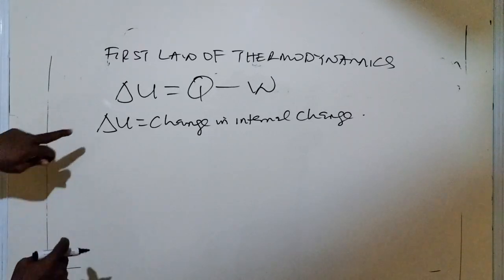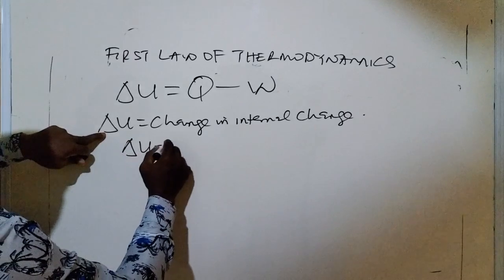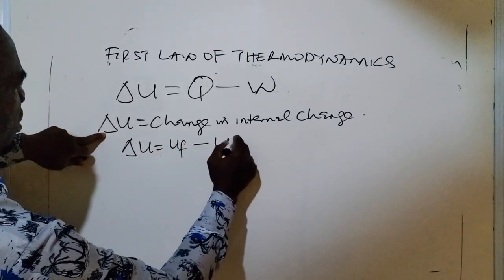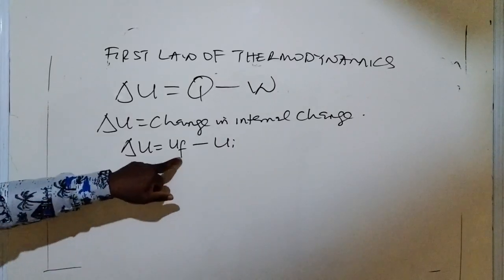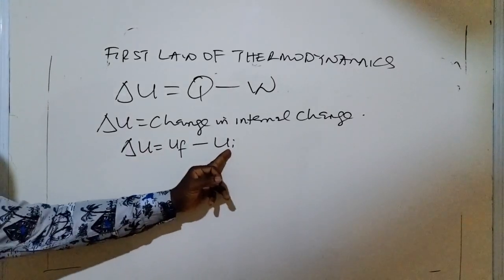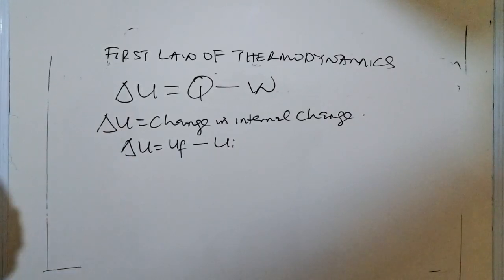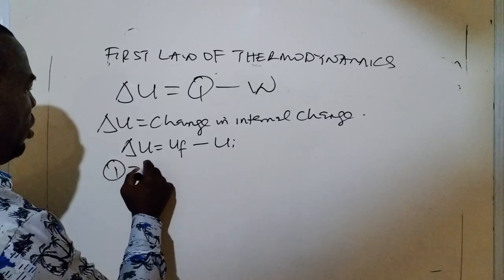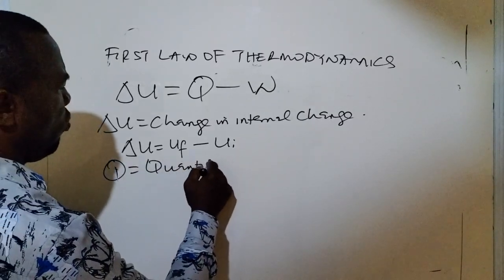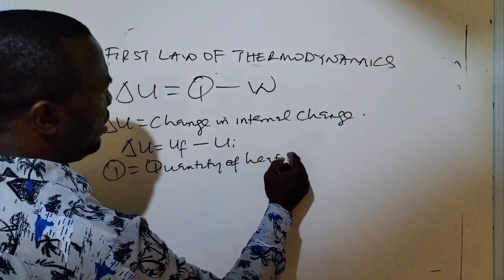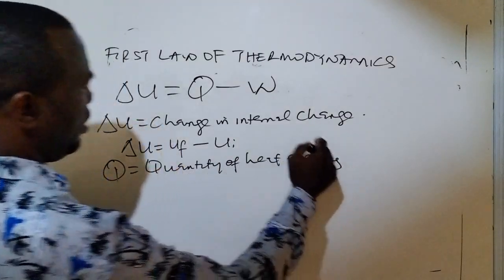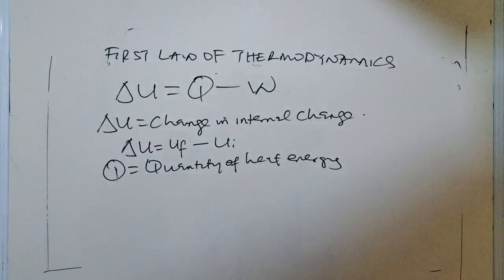So delta signifies change, that means U_F minus U_I. U_F means the final internal energy minus the initial internal energy. So Q is the quantity of heat energy transferred in the system. And you know that heat is a form of energy. So heat is a form of energy transfer that occurs between a system and its surroundings.